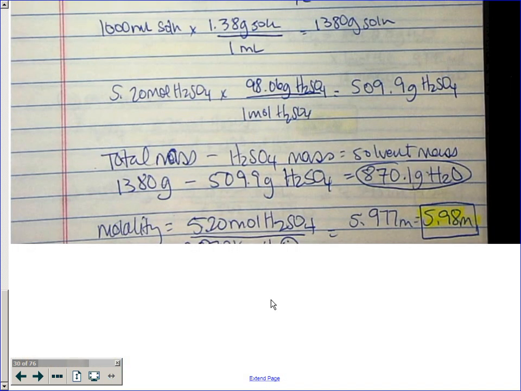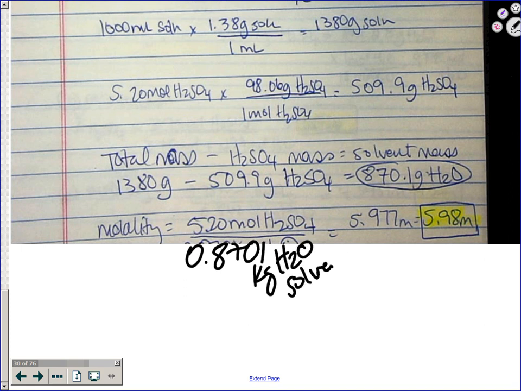And I cut it off here. So 870.1 grams of water. Back that thing up 3 places, you get kilograms. So that's 0.8701 kilograms of water as your solvent. And so the moles of solute over kilograms of solvent gives you a molality of 5.98.